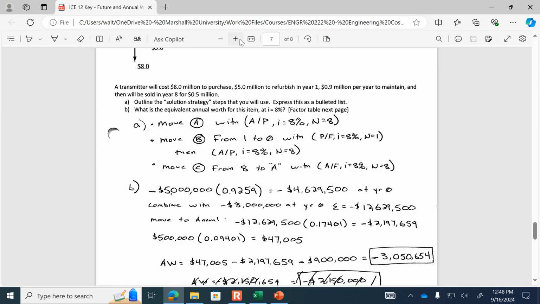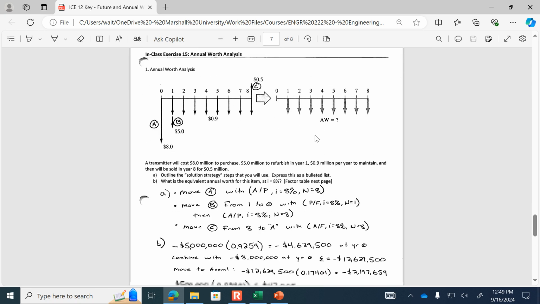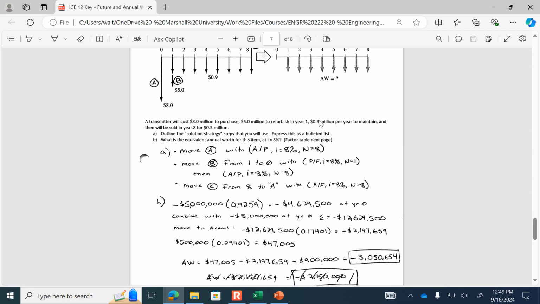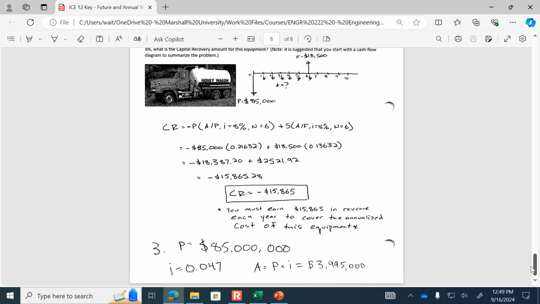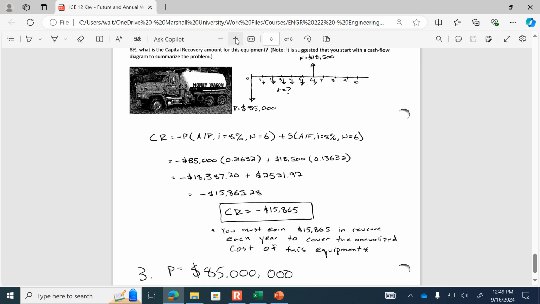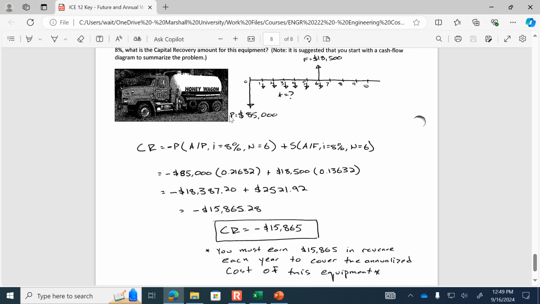So if you work ahead on problem 3, the annual worth problem, then the annual worth will be $3,050,654. And then problem 4, which is related to capital recovery, the capital recovery of that is $15,865. But we'll go through the particulars of it in class on Wednesday.